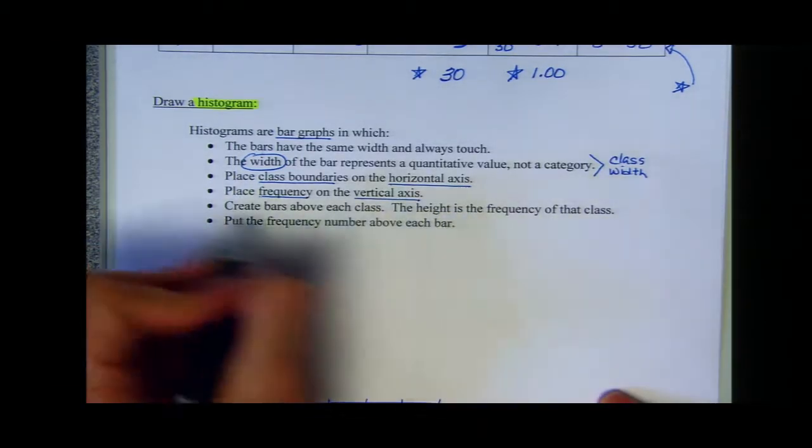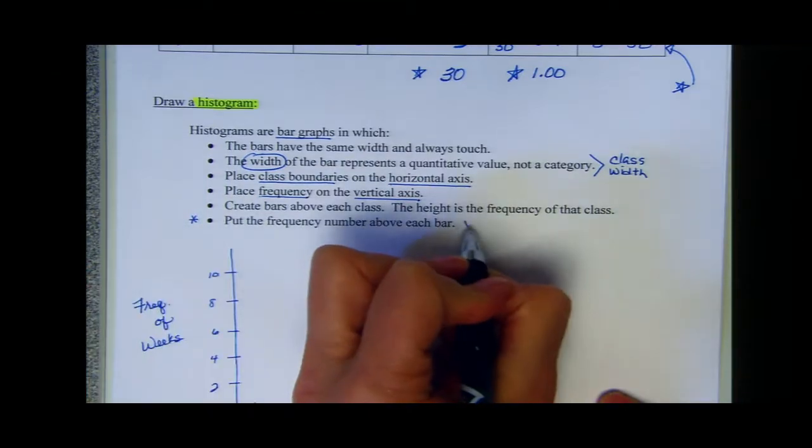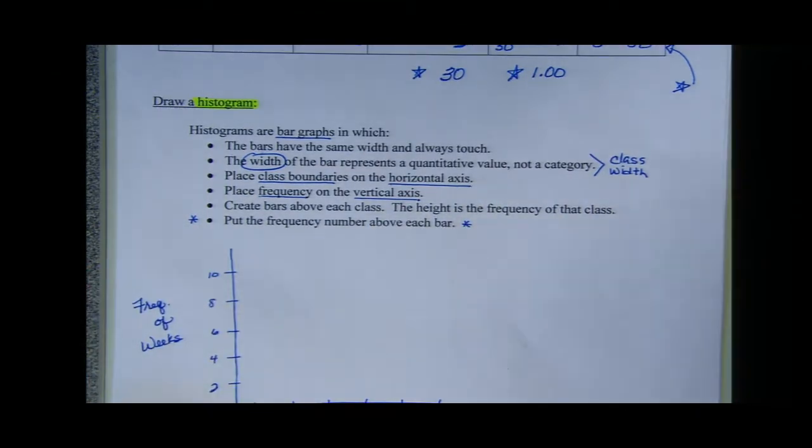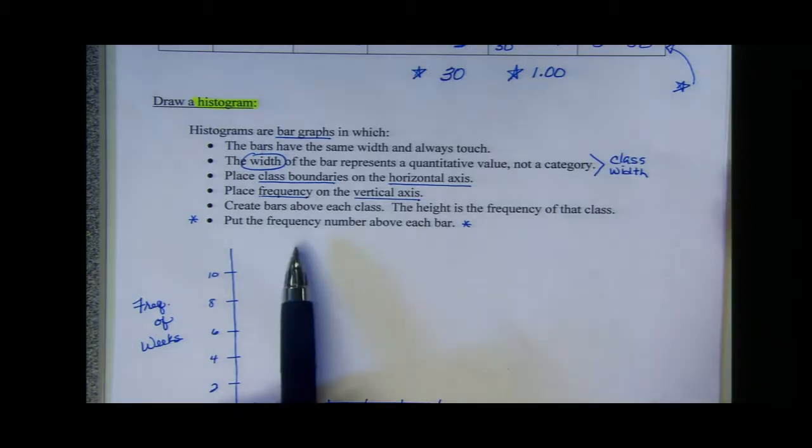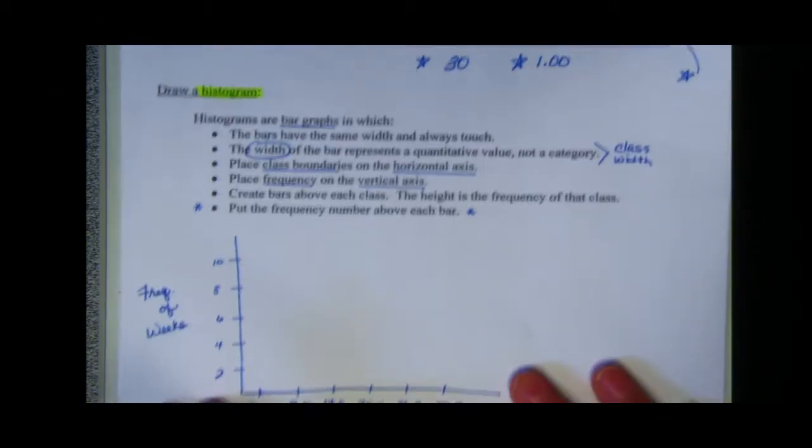Now, this is something the book does not necessarily say you have to do. On WebAssign, it may not allow you to do this, and that's fine for my online students. But for my in-class students, I want you to always put the frequency number above each bar.